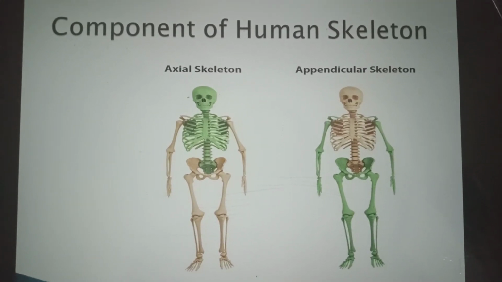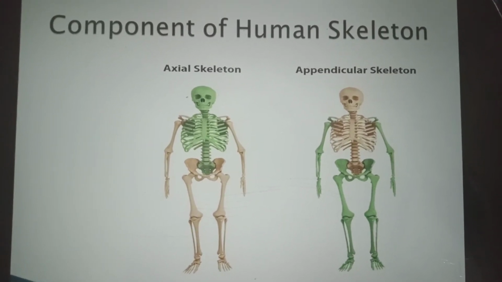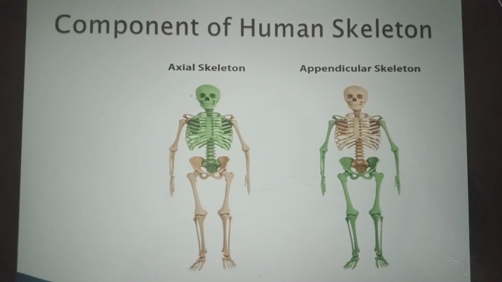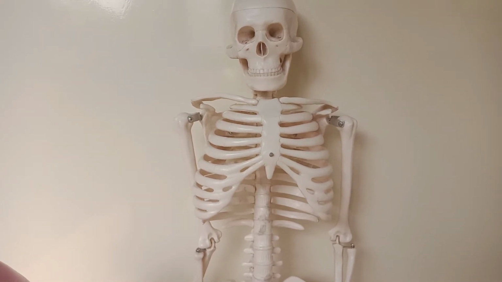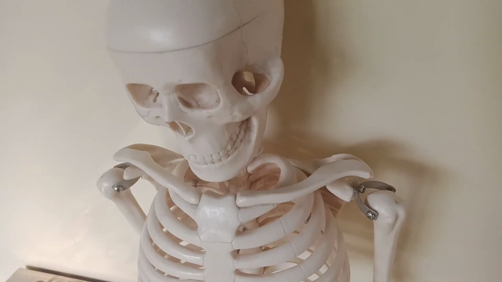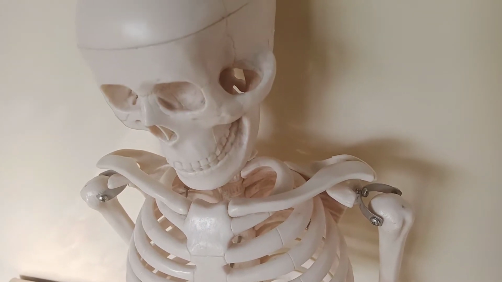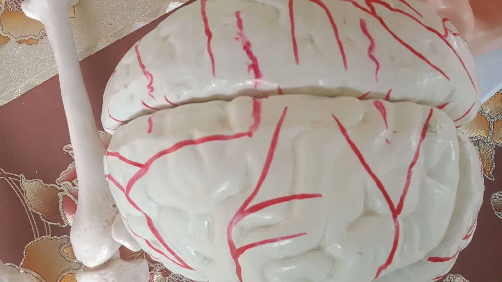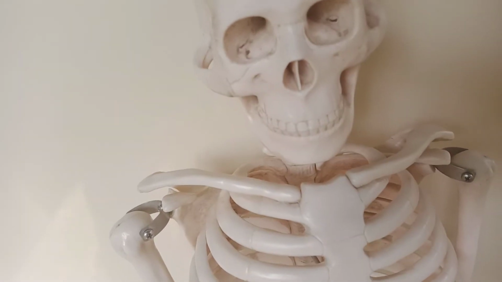And here you can watch the green color showing the axial skeleton, and in the next, the appendicular skeleton, you can watch the separate parts. The axial skeleton consists of the 80 bones in the head and trunk of the body, and it is composed of 5 parts. Did you know that the skull contains 22 bones, out of which 8 are cranial bones enclosing the brain and 14 are facial bones?